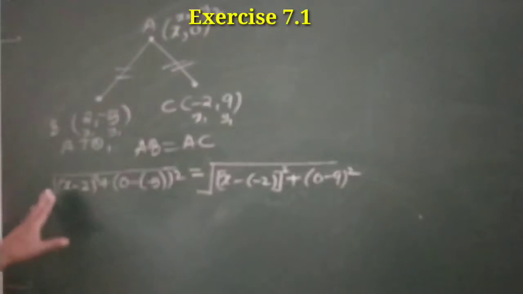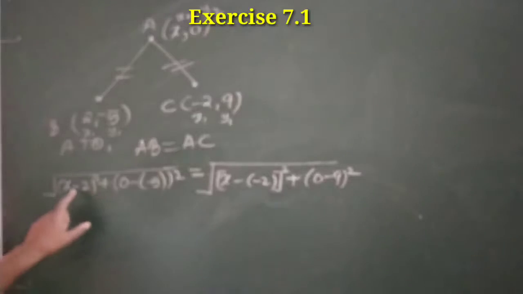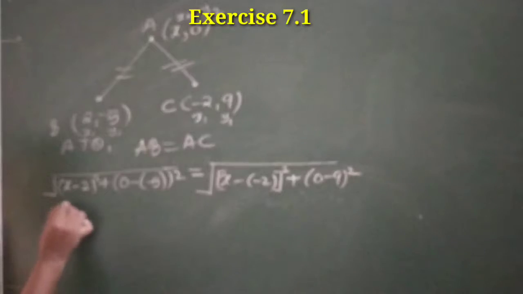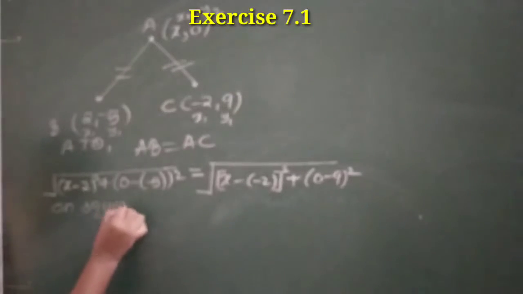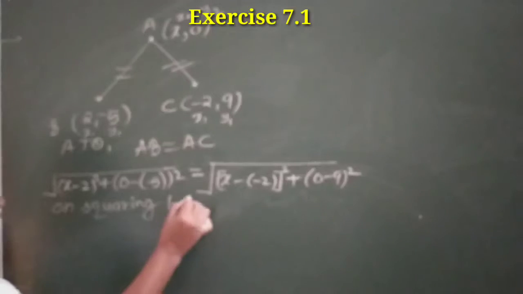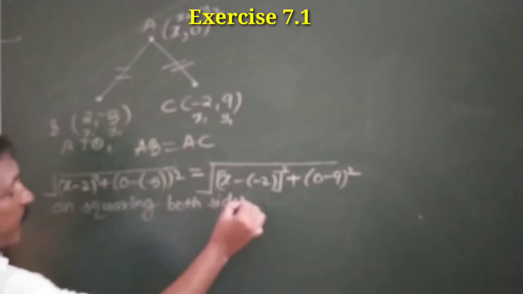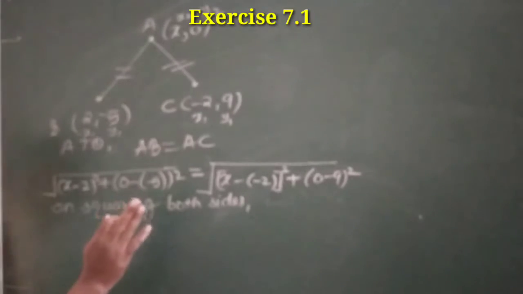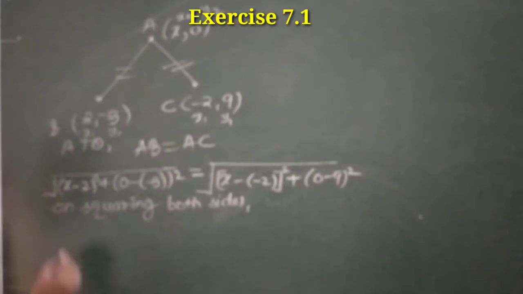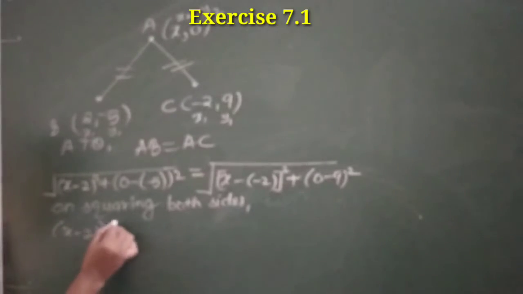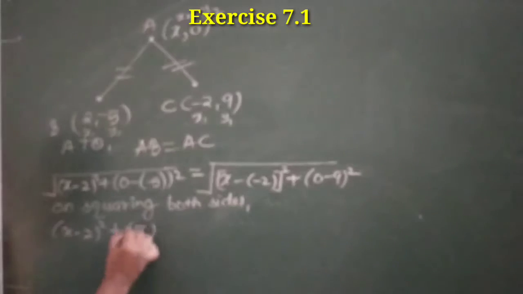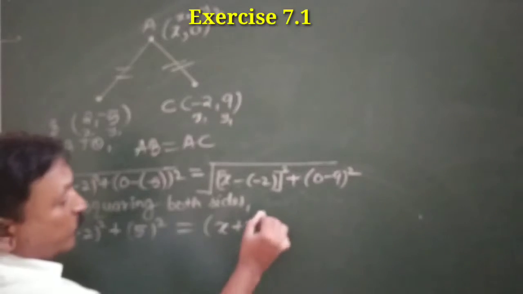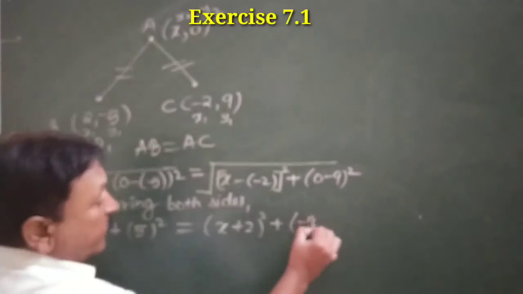First of all we have to remove this square root and also solve inside the brackets. So two things we will do on squaring both sides. When I say squaring on both sides, it means the square root will be removed. Now the square root is removed. Now see inside the bracket: (x minus 2) whole square plus (minus 5) square equals (x plus 2) whole square plus (minus 9) square.